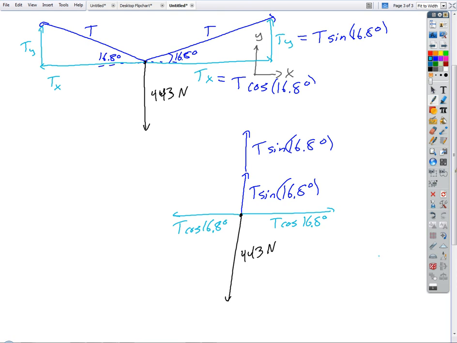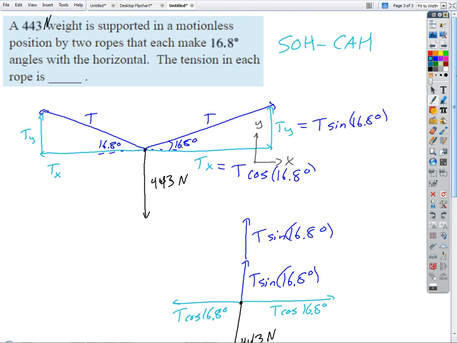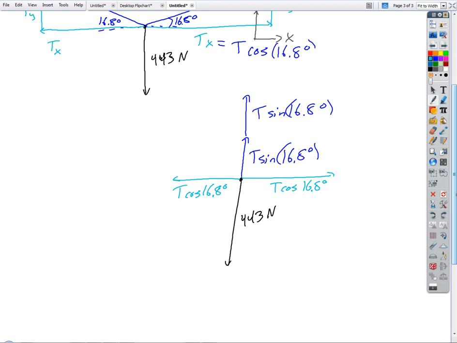No, because it's already a force, it's a weight. Right, so they didn't give us the mass, they gave us the weight. I should have put that in there, I need to change it so it reflects that, but the unit should be newtons, right? Okay. So now we want to solve for T.